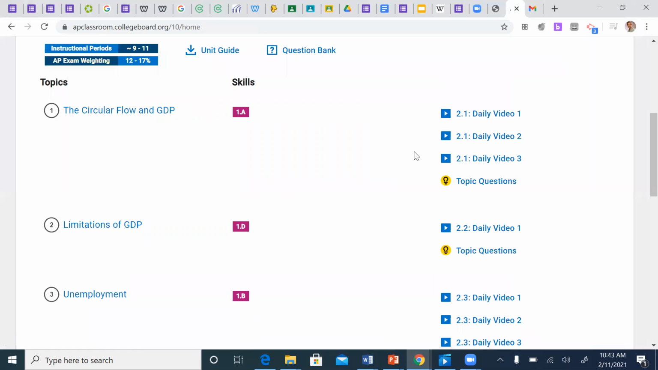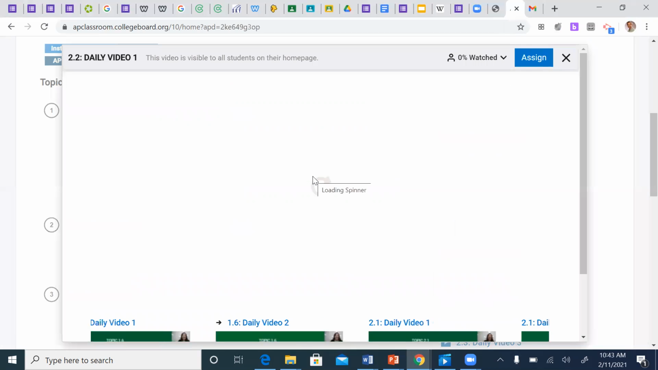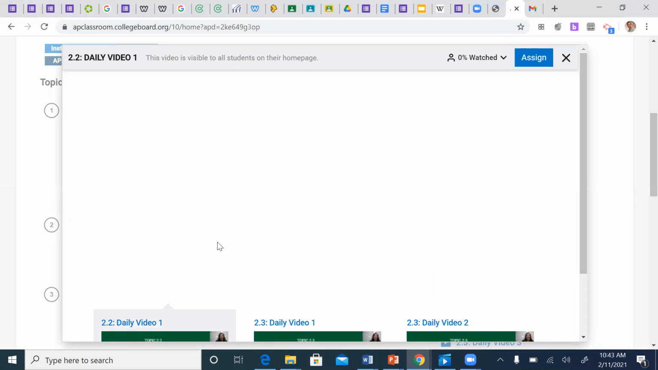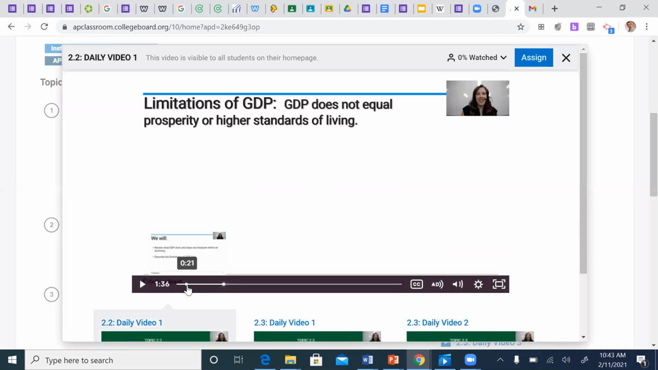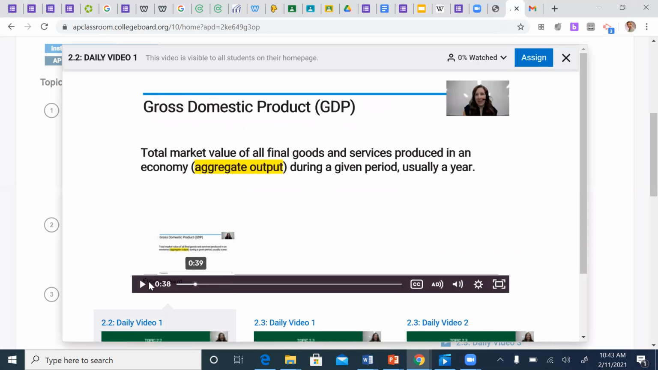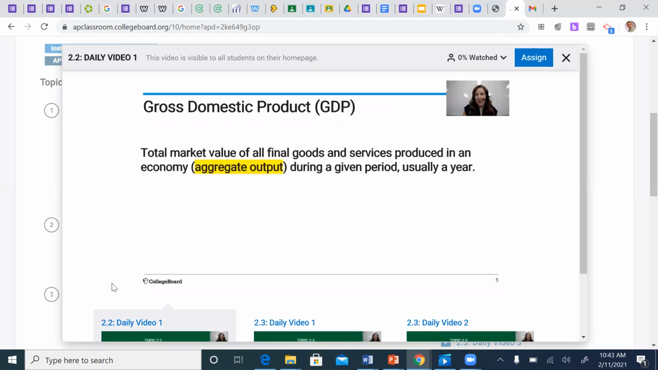Okay, we're going to move on to look at limitations for GDP. Once we're done looking at that, I'll take any questions, and then I'll let y'all use the rest of the time to make up any work that you have missing.